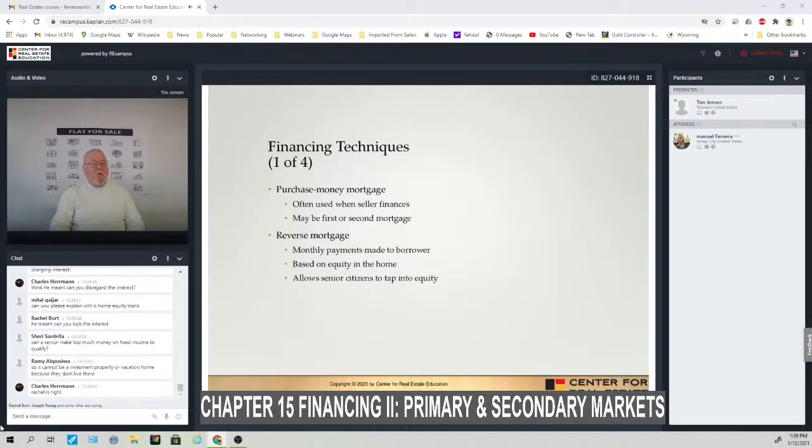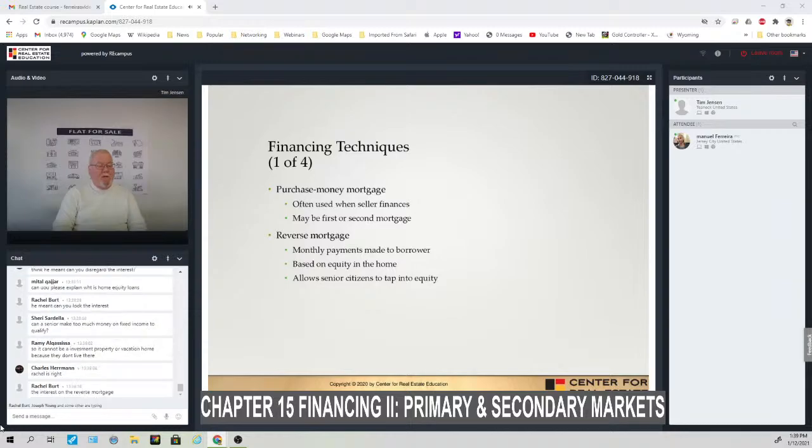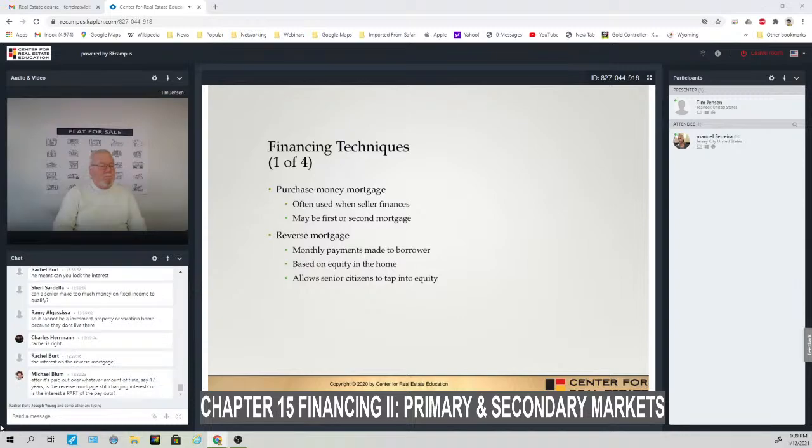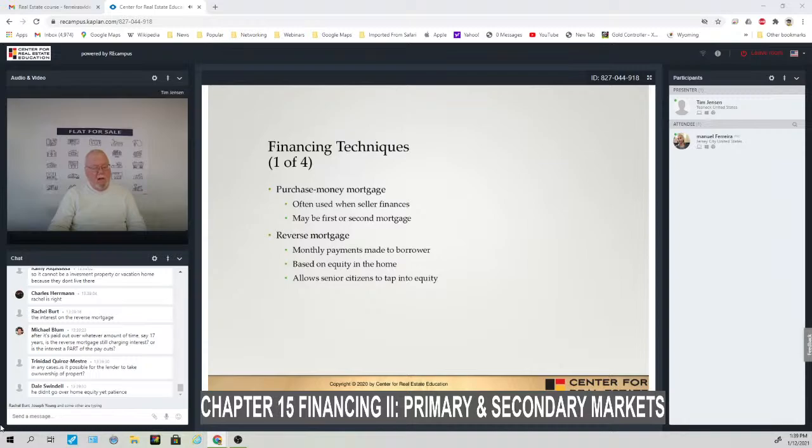He meant, can you lock the interest? What interest? I'm sorry, I'm still not understanding. Can your senior make too much money on fixed income to qualify? Yes. So it cannot be an investment property or vacation home because they don't live there. Correct. Rachel is right. He meant you can lock the interest. You mean on the loan that you're getting? You can get a fixed rate loan and the interest is locked for the entire length of the loan. So I'm not understanding the question.